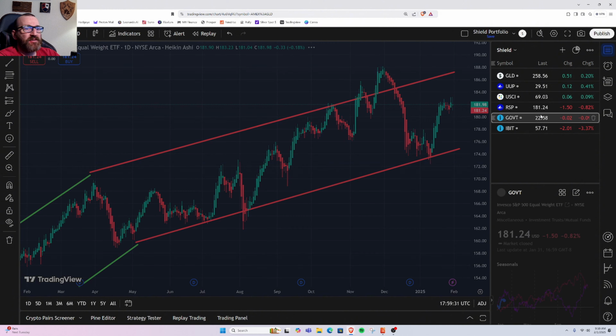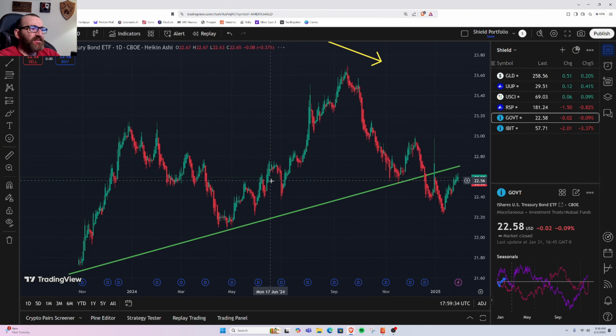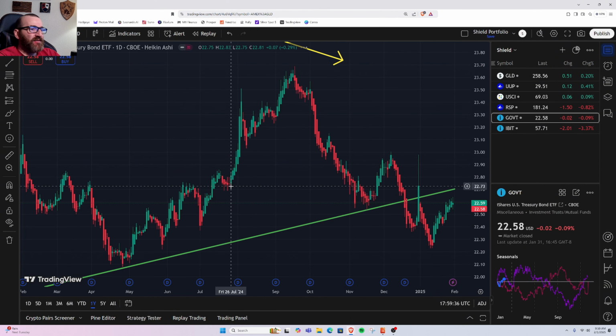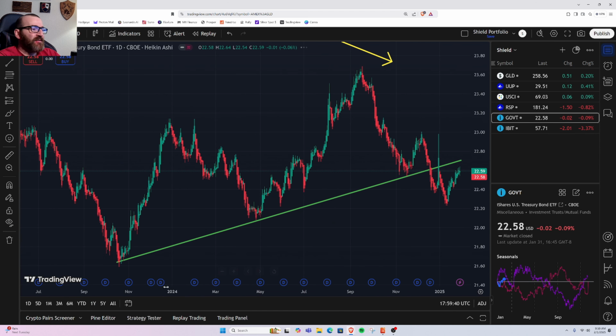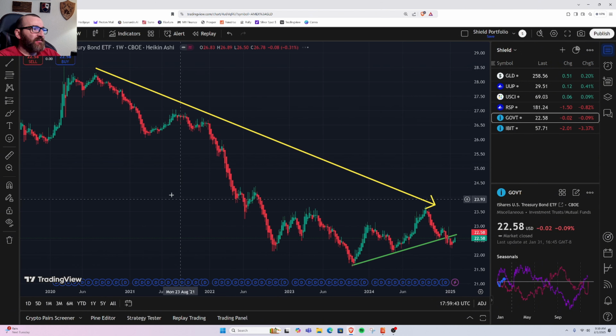Government bonds starting to have a bit of a return. I don't know if it's going to get back up above this green line. I show this every week. This goes back to the COVID pandemic back in March 2020, and it's just come down.